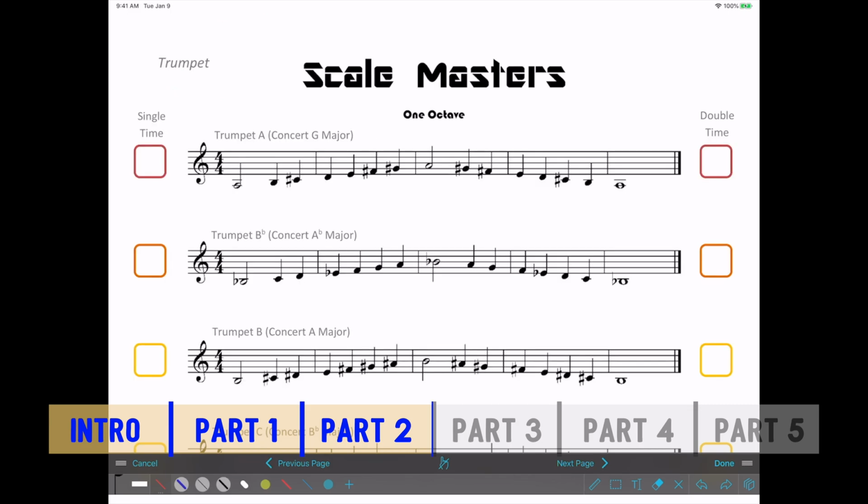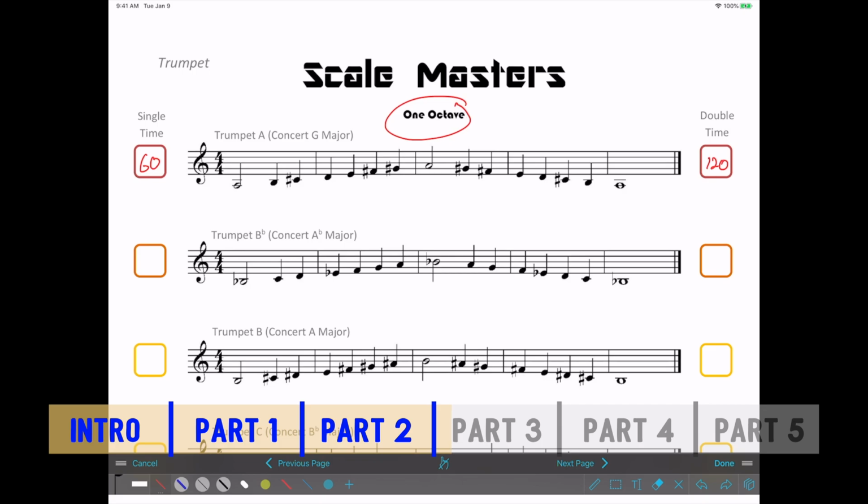Now that we have mastered and played perfectly our 1 octave scales at a tempo 60 beats per minute and then double time, which would be 120 beats per minute, you're starting to get to the point where you can go on to the next level.